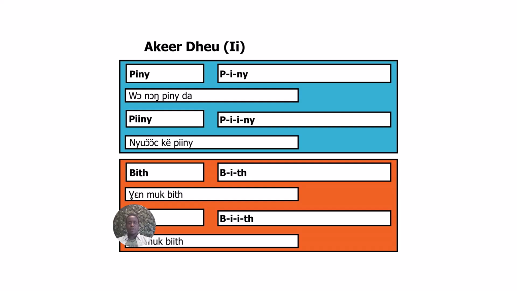More examples of words that have E, single E, and double E. Pa i nya, piny. Wo nong pinda. Nyuoch ke piny. Ba i tha, bith. En muk bith. Wo muk bith.